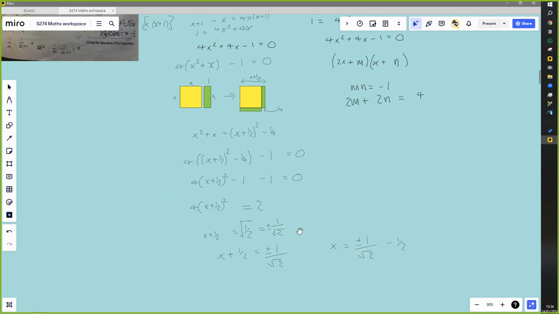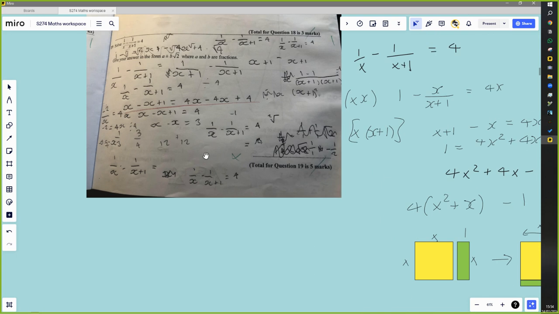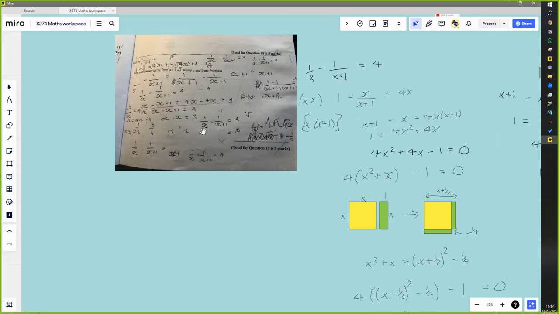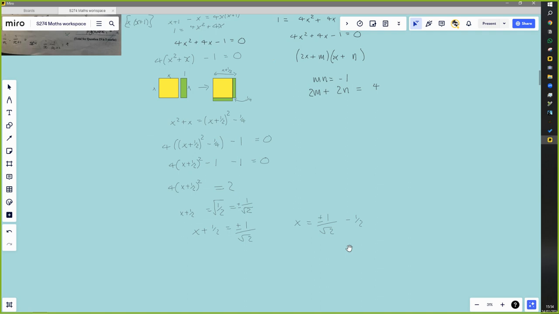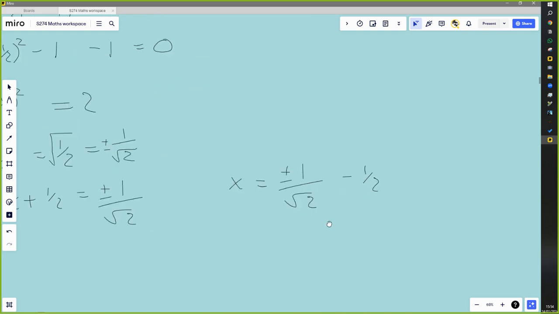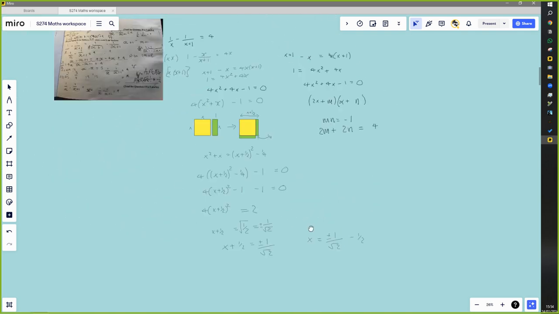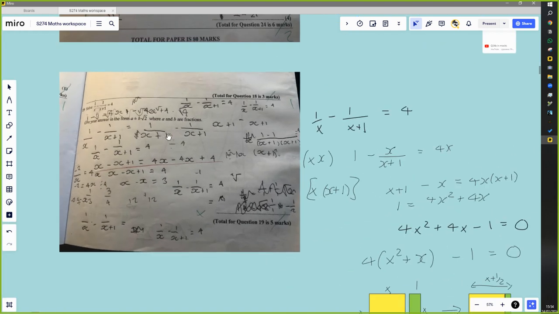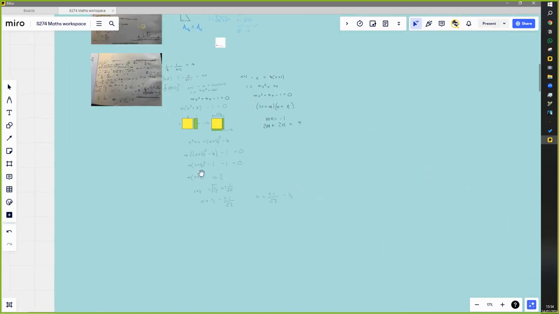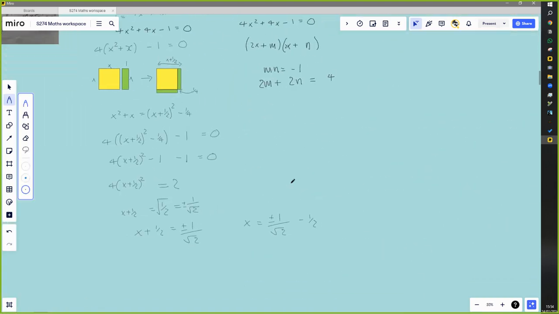Now, is that in the format they asked for? Hang on. Okay, they want a plus or minus b root 2. Oh yeah, so we need to rationalize the denominator. So it's a third question now. Let me just read that again. We have to do a plus or minus b root 2. So let's write that format up here so we know what we're aiming for.